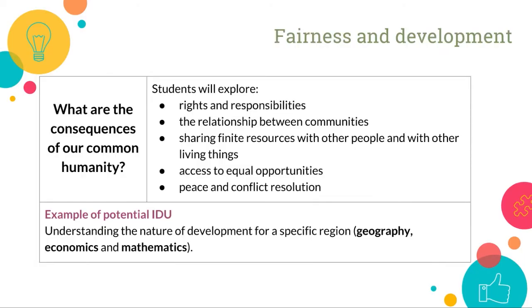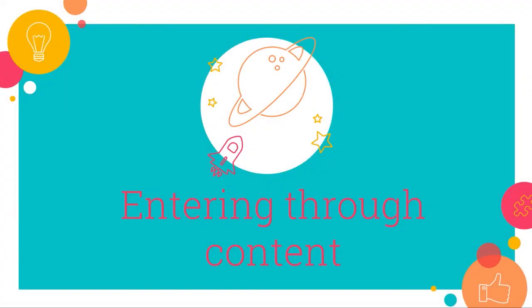And finally, the last global context is fairness and development, which addresses the question, what are the consequences of our common humanity? Here, students explore rights and responsibilities, the relationship between communities, sharing finite resources with other people and with other living things, access to equal opportunities, and peace and conflict resolution. An example of an interdisciplinary unit could consist of understanding the nature of development for a specific region, which would involve geography, economics, and mathematics. And finally, our last entry point, content this time.